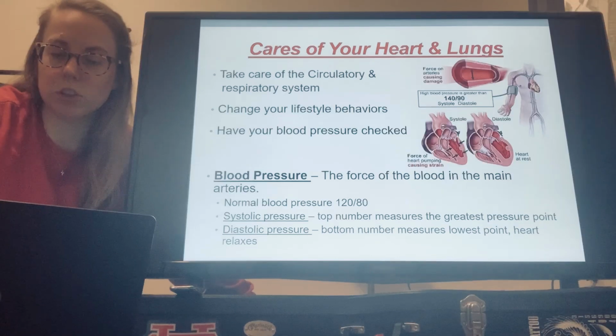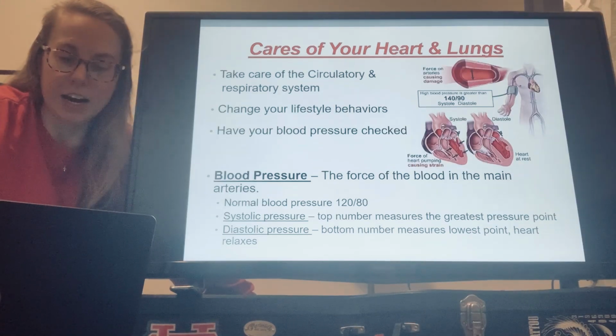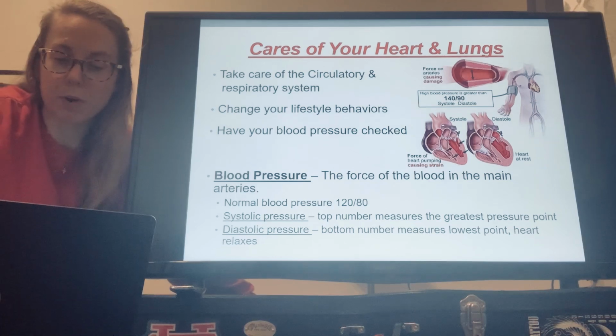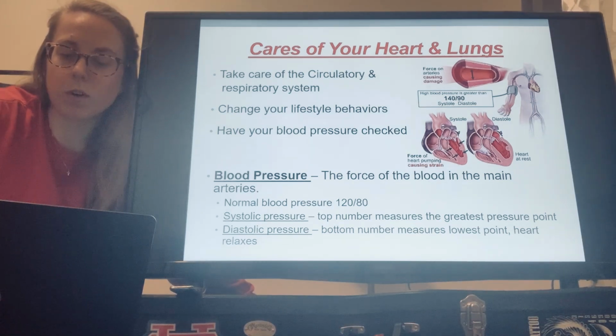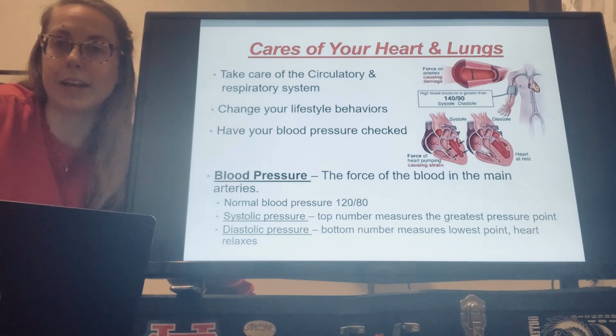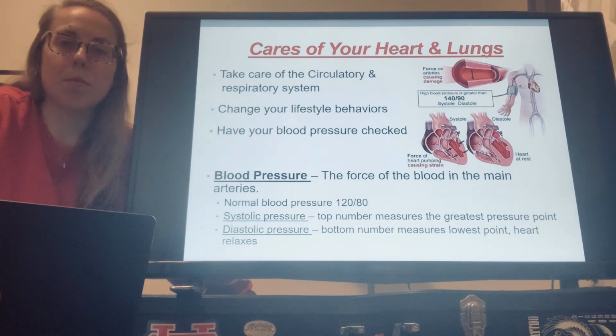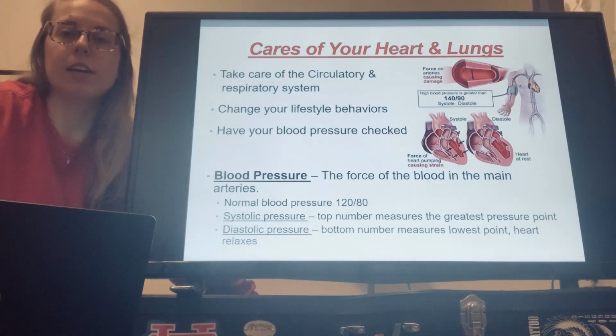So if we can manage that, it's a good thing. Our blood pressure, so we were just talking about getting that checked. That blood pressure, that is the force that the blood is going through main arteries. Okay, it's a measurement with numbers.